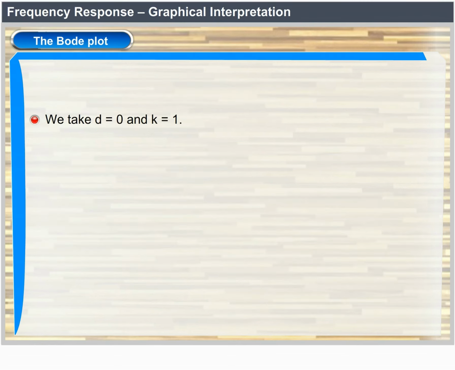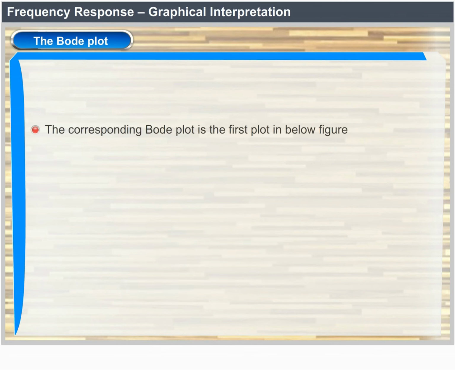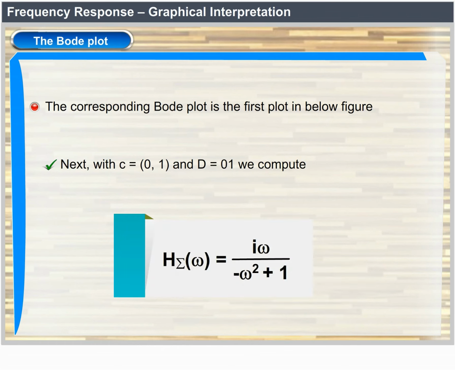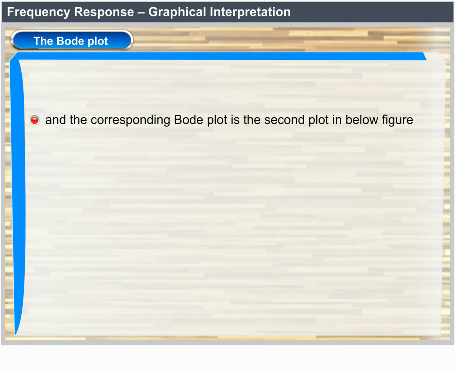We take d equal to 0 and k equal to 1. With c equal to 1, 0 and d equal to 0, 1, we compute H sigma of omega equal to 1 divided by minus omega square plus 1. The corresponding Bode plot is the first plot in the below figure. Next, with c equal to 0, 1 and d equal to 0, 1, we compute H sigma of omega equal to i omega divided by minus omega square plus 1. And the corresponding Bode plot is the second plot in the below figure.